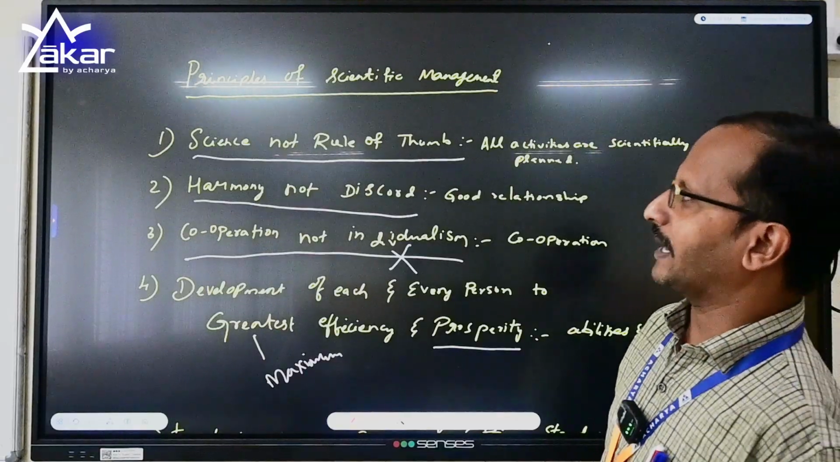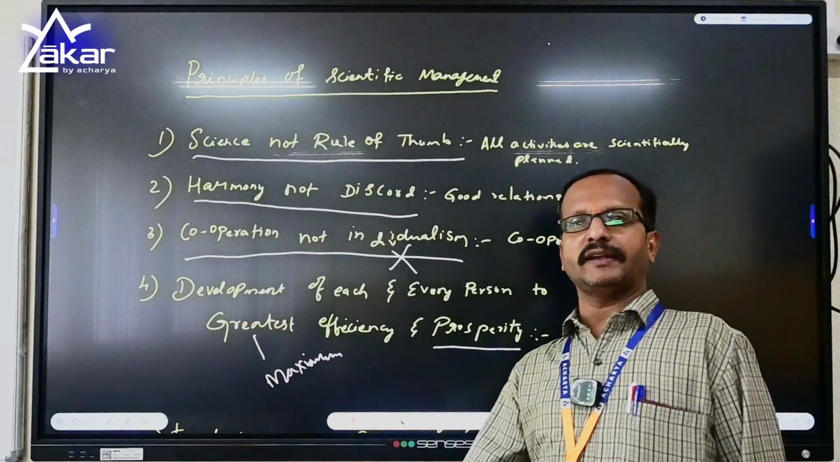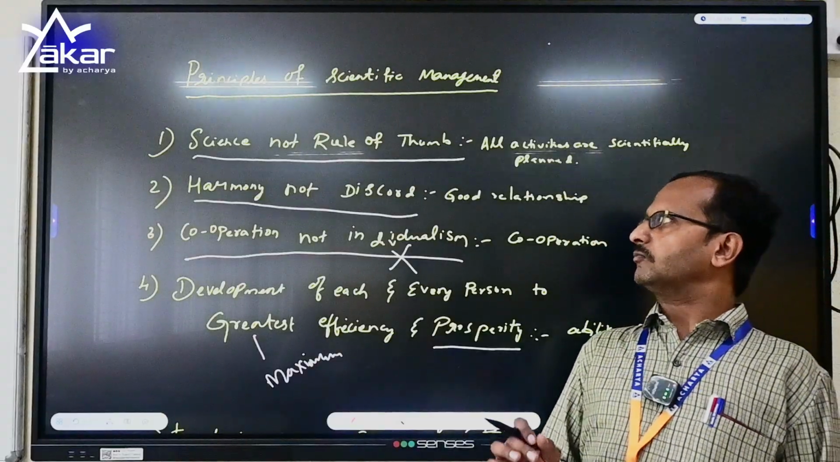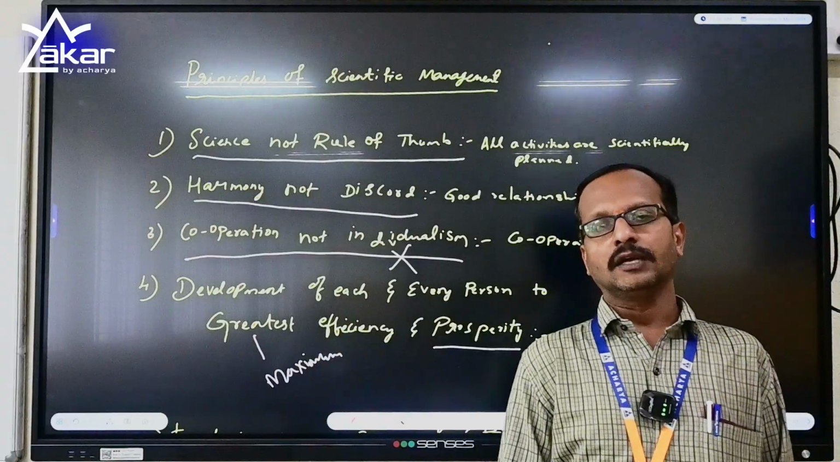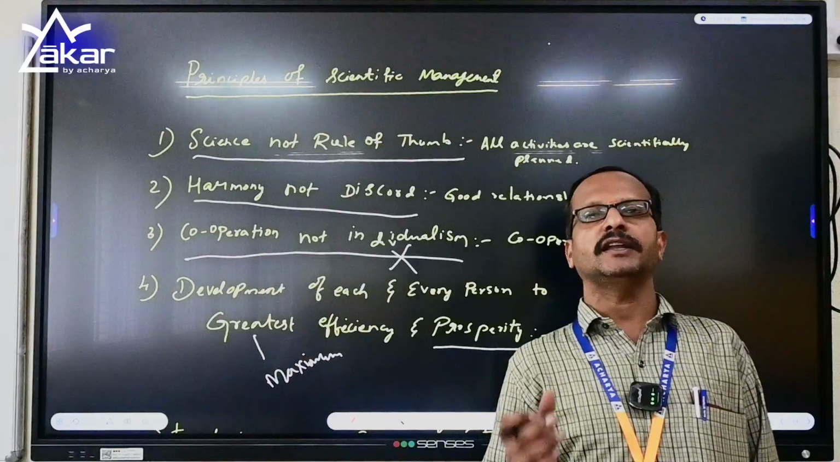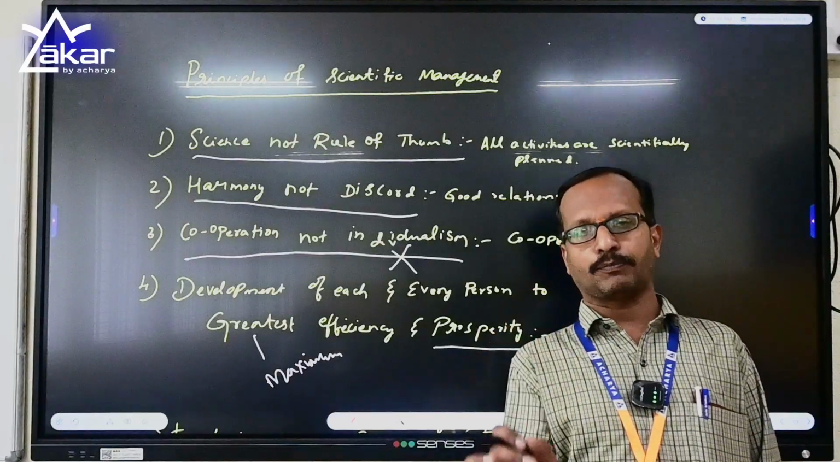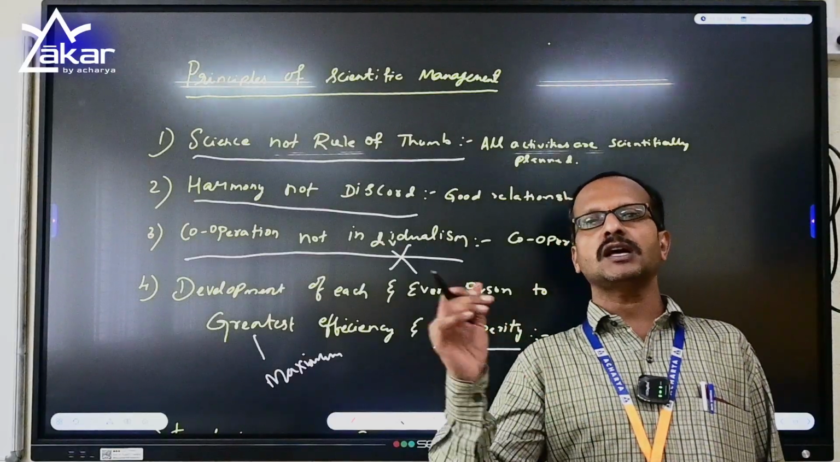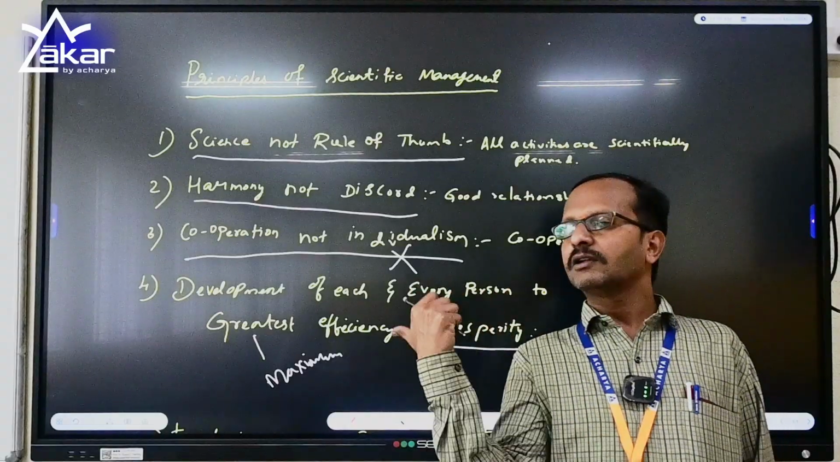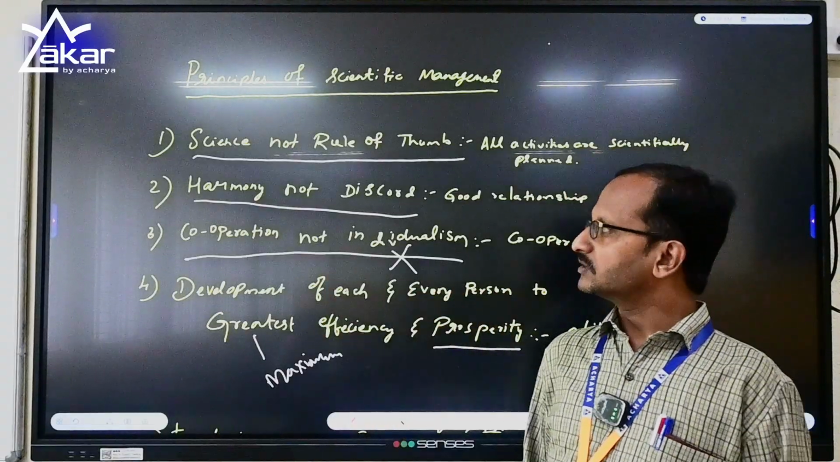So let us go one by one again. The first principle given by Taylor is science, not rule of thumb. So use the scientific method in implementing the plans, procedures and policies rather than using the rule of thumb. So rule of thumb will not work out here.